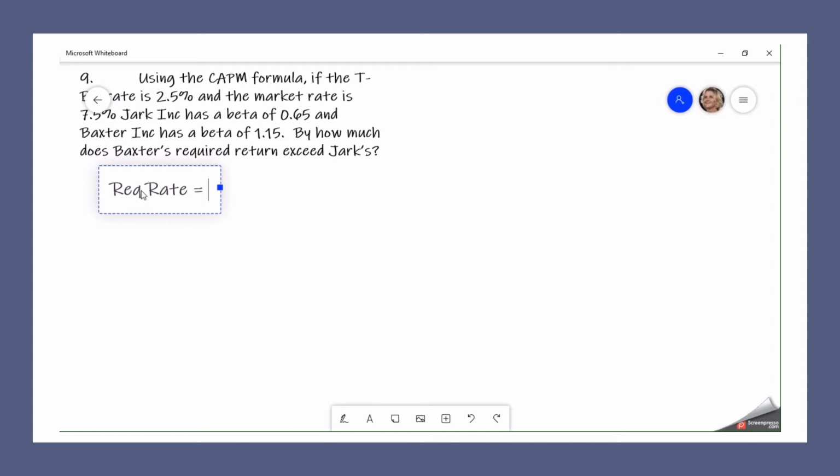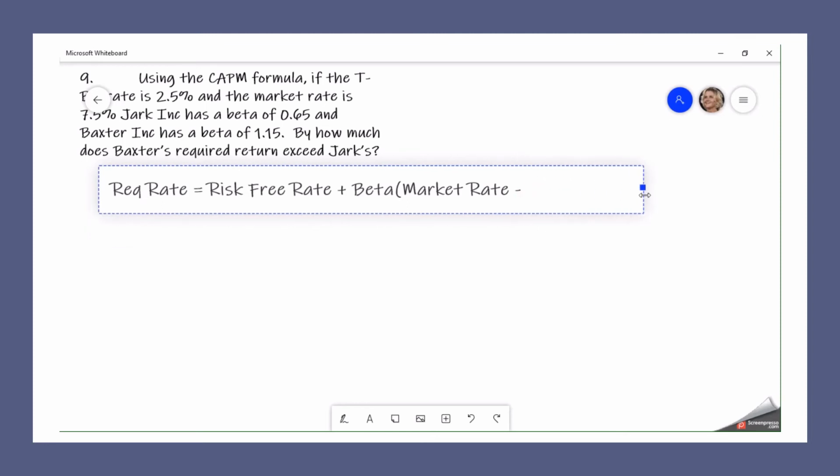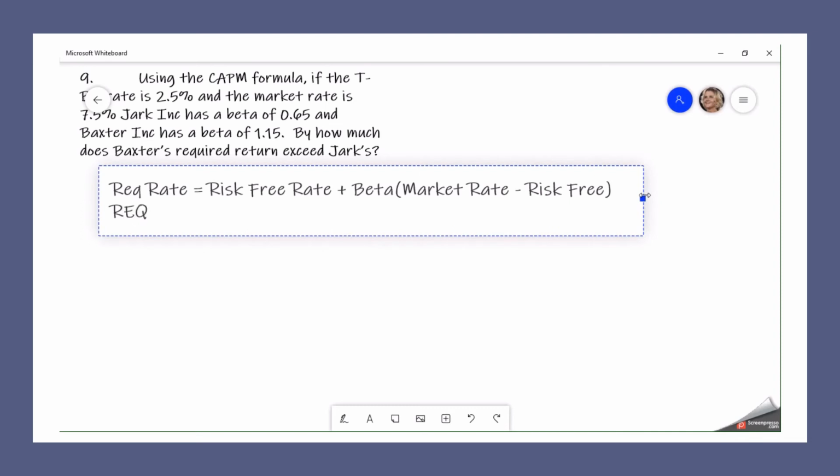And then that is going to be equal to the risk-free rate plus the beta times the market rate minus that risk-free rate. So that's our formula. Again, we're trying to figure this required rate out. Our risk-free rate is equal to the T-bill, so that's 2.5, plus, and I'm going to leave them in whole numbers. You can convert them into decimals, but it's all percentages here, so as long as you know that, it's okay. Then our beta for the JARC is 0.65, and then we multiply that times 7.5 minus 2.5.